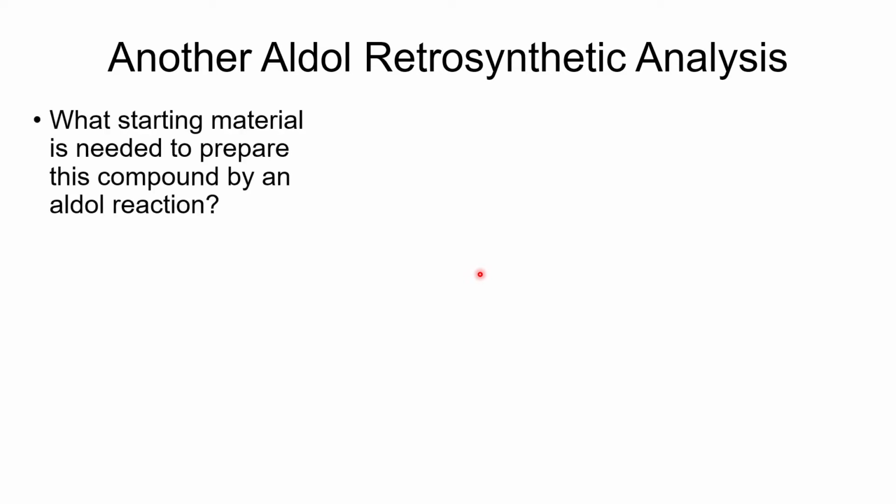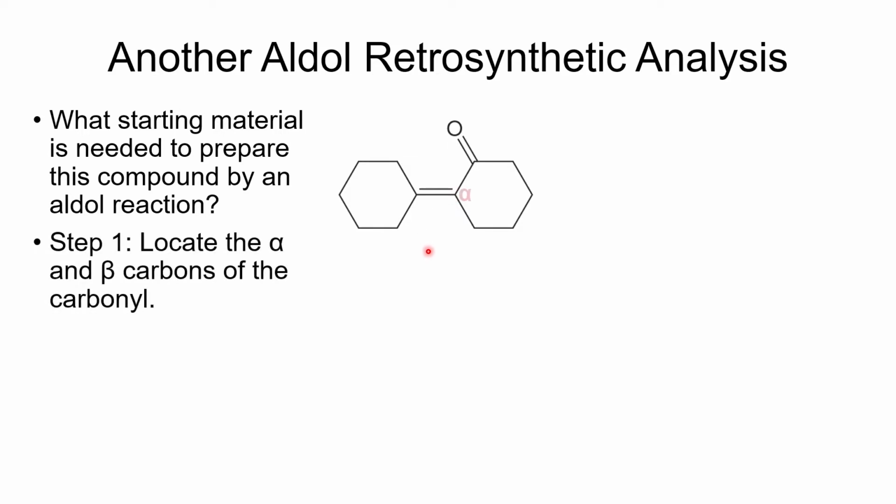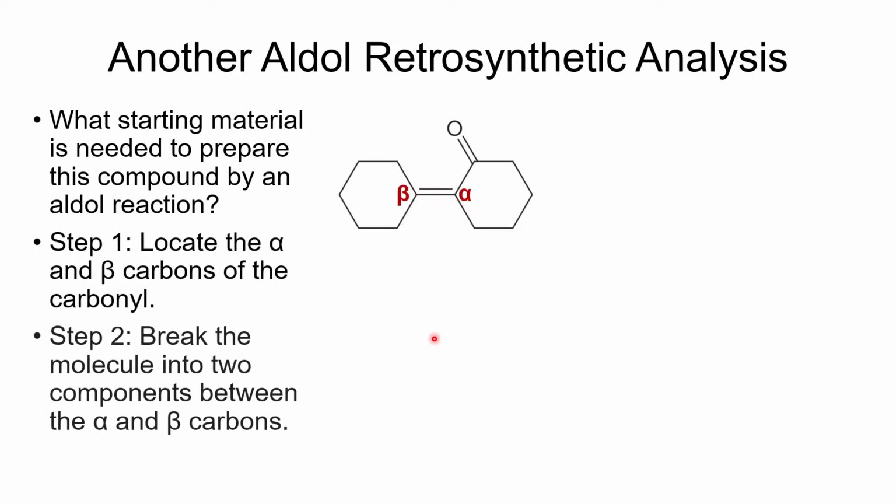So now let's do another retrosynthetic analysis, but on this one, we're going to be looking at an aldol condensation, not just the aldol reaction, but the condensation, where we do the E1CB elimination between our alpha and beta carbon. So there you just need to find that double bond. That double bond are the alpha and beta carbons. So locate your alpha and beta carbons, and then that was the new bond that you formed.